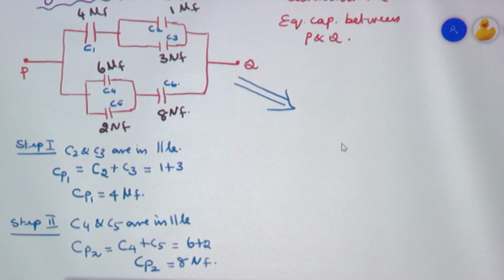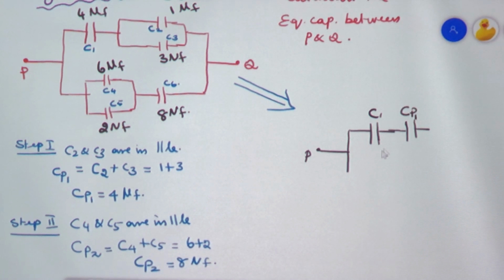I am drawing this diagram here again. So here it is the point P. In this point P, C1 is available as it is, but C2 and C3 can be replaced by Cp. So I am drawing here a capacitor and I am representing it as Cp1. Then here instead of C4 and C5 it is replaced with Cp2. Then the original capacitor C6 is available. And here you are having the point Q.